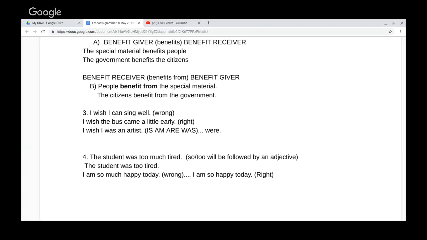Still wrong. It will be, the student was too tired today. Is it clear? The rule is not whether we have an object in the end or not. The rule is that whenever you have so or too, it will be immediately followed by an adjective. So you will not use a quantity, many or much, in between. Did you understand this one?